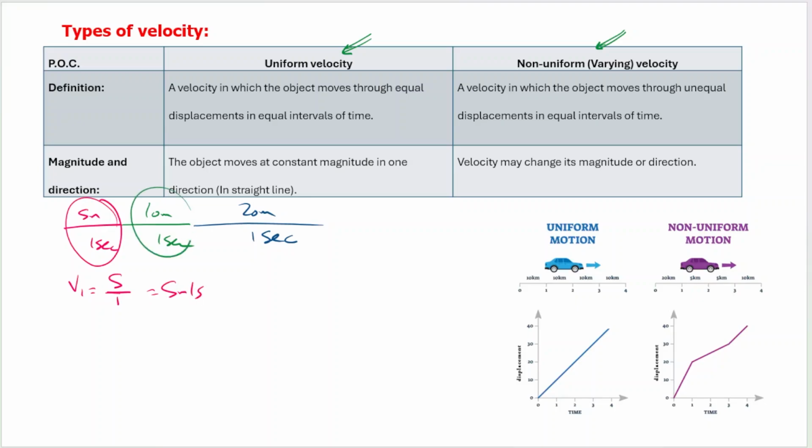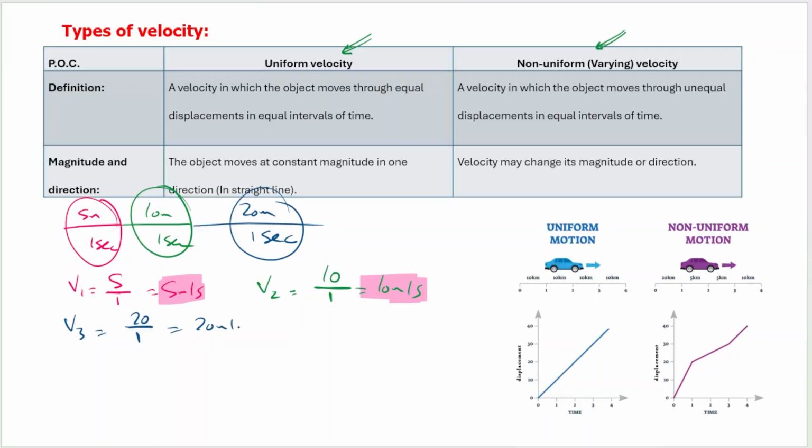We will calculate its velocity here by dividing the displacement, which is 10, by time, which is 1. So it will be 10 meters per second. Can you see? We have a different value for the velocity. Finally, we can calculate its velocity here by dividing the displacement by time. So it will be 20 meters per second. So the velocity is increasing. So this object is moving with non-uniform velocity, increasing velocity. So this object has positive acceleration.